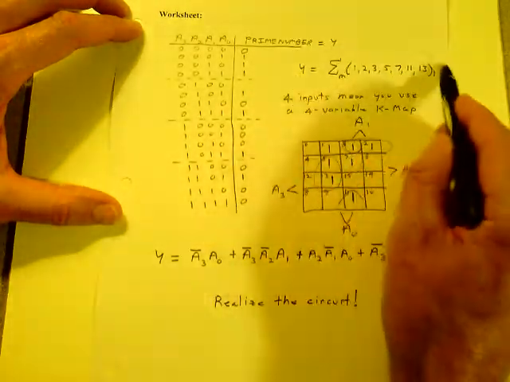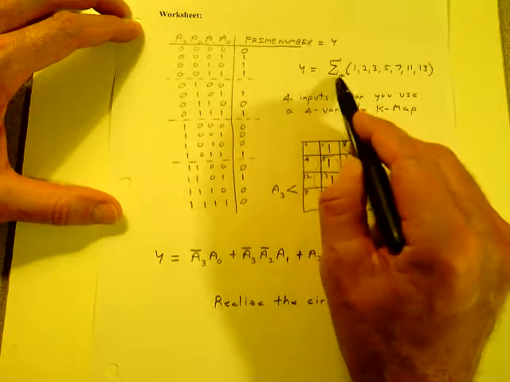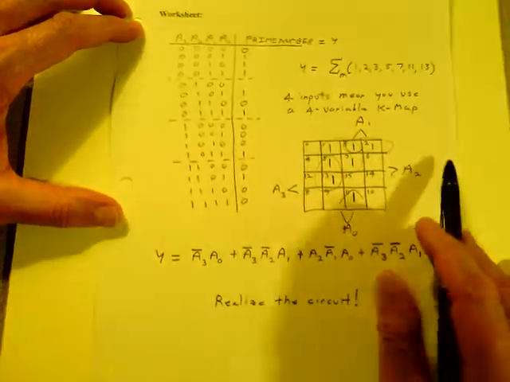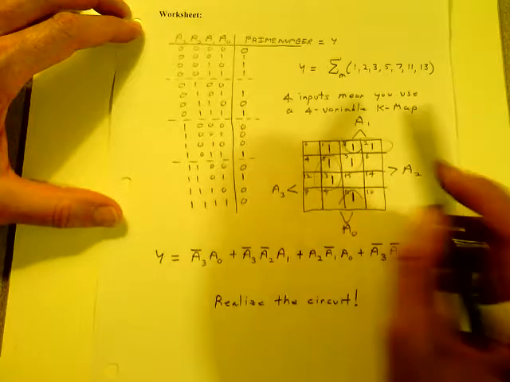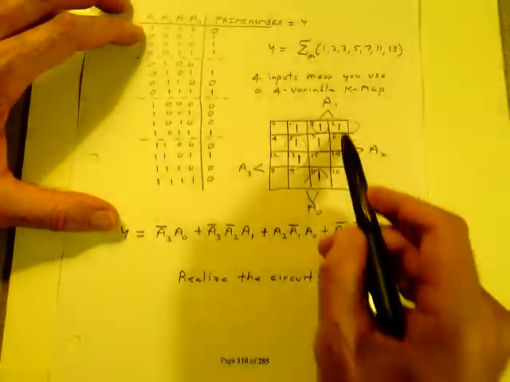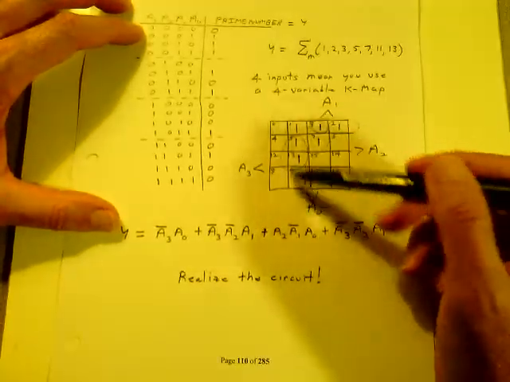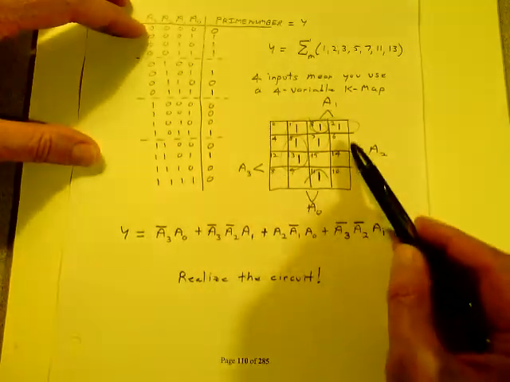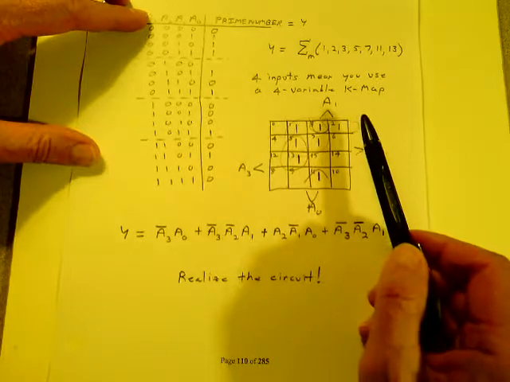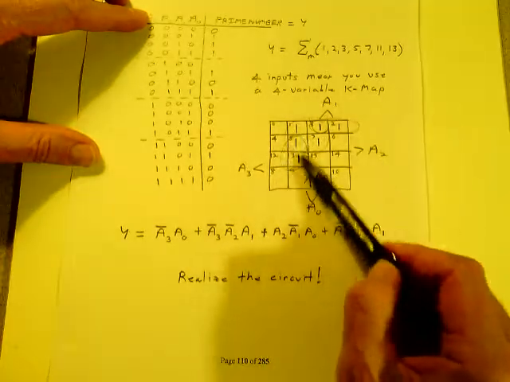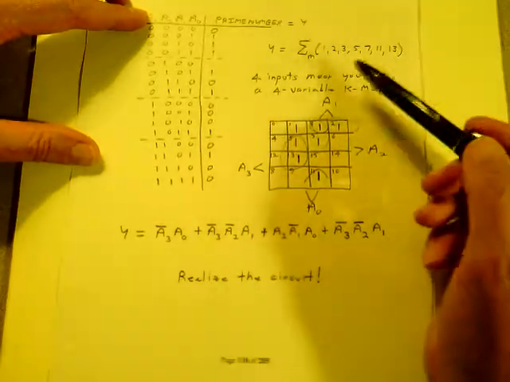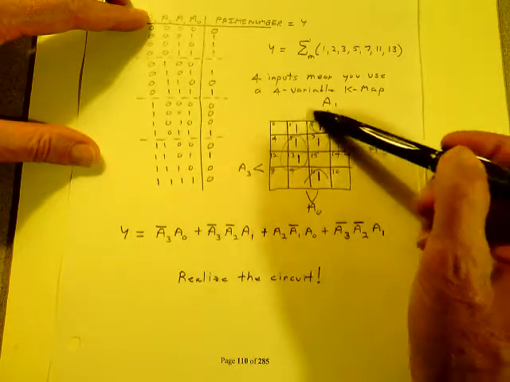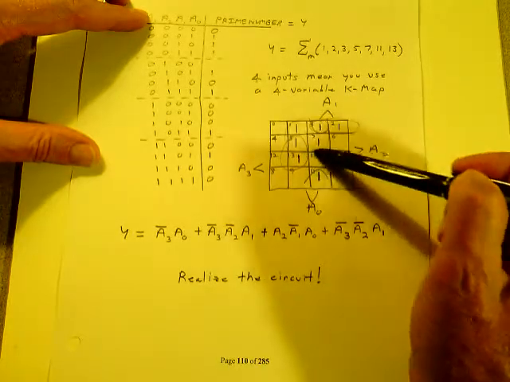So Y equals the sum of minterms, and here are the minterms. 4 inputs mean you use a 4-variable map. You go to your 4-variable map, you put 1s in where the fundamental products are. And I went ahead and grouped these into a group of 2, another group of 2, and let's see what I got here, a group of 4. My largest group I could get was a group of 4, and that's this group right here.